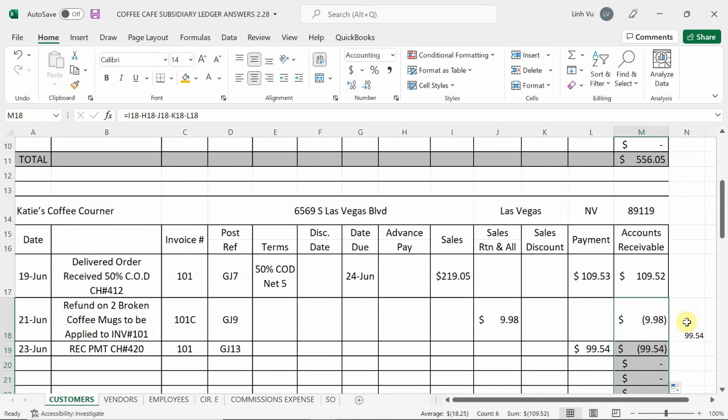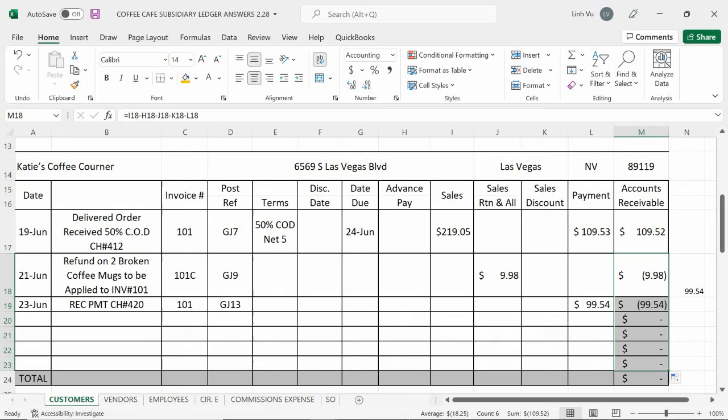So therefore, she did her accounting on her end correctly, but also we should have issued her a new invoice to make sure she knew that it's been applied. So now her account balance is $99.54, which she paid, and now she owes me nothing.